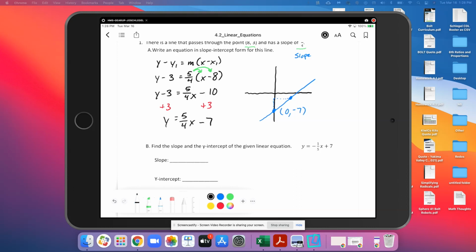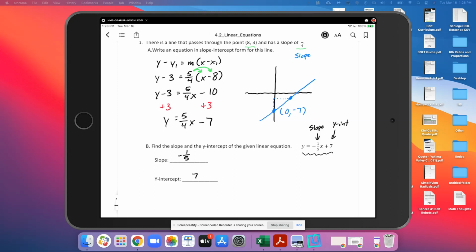We are given an equation in slope-intercept form, and we can remember that that is the slope and that is the y-intercept. And so all we are asked for in this case is the slope and the y-intercept. Here the slope is -1/5, and the y-intercept is +7. So that's a pretty simple one.